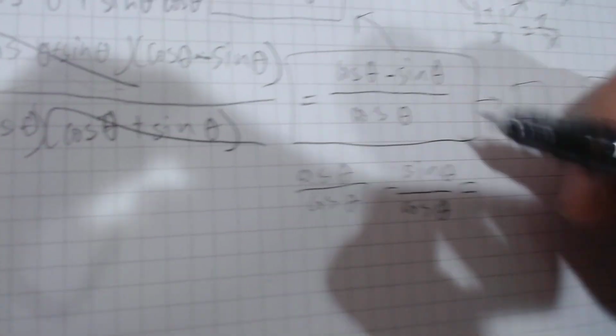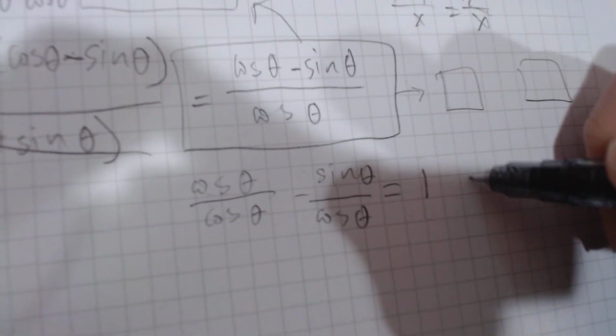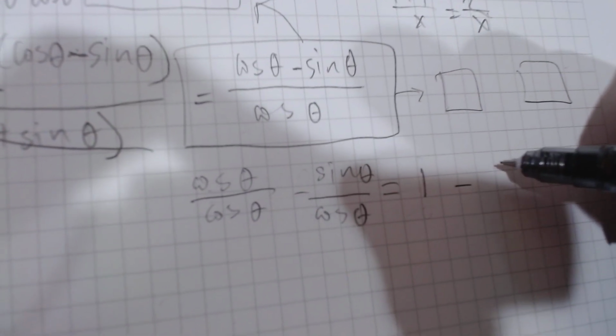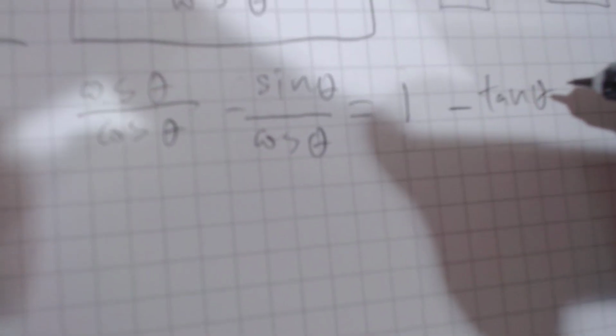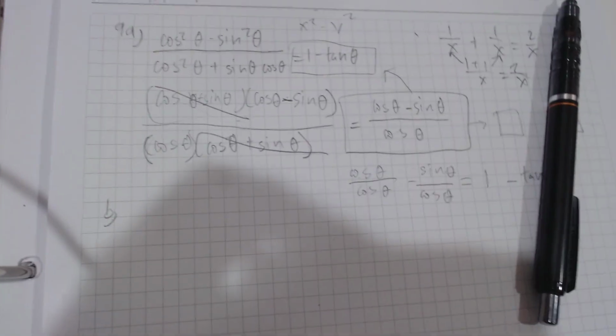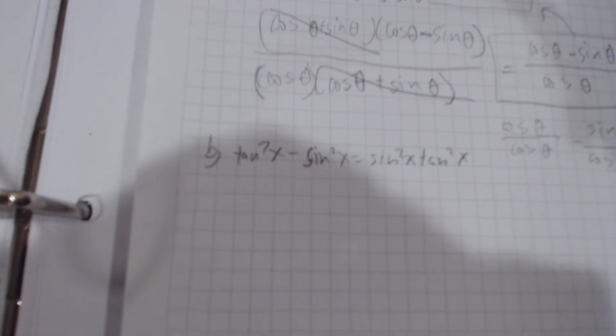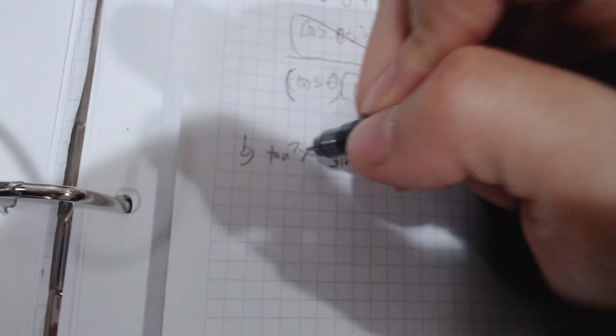And this equals cos theta divided by cos theta is 1, and subtract sine theta divided by cos theta is a trig identity, or just look back to the original equation, 1 subtract tan theta. Okay, let's resume to the next question.